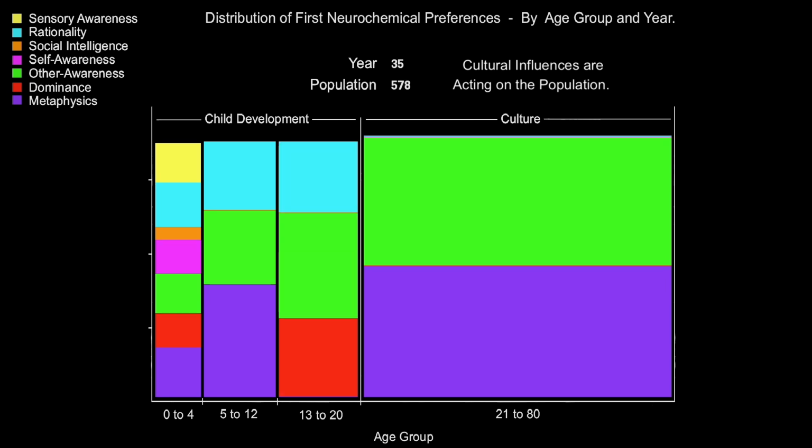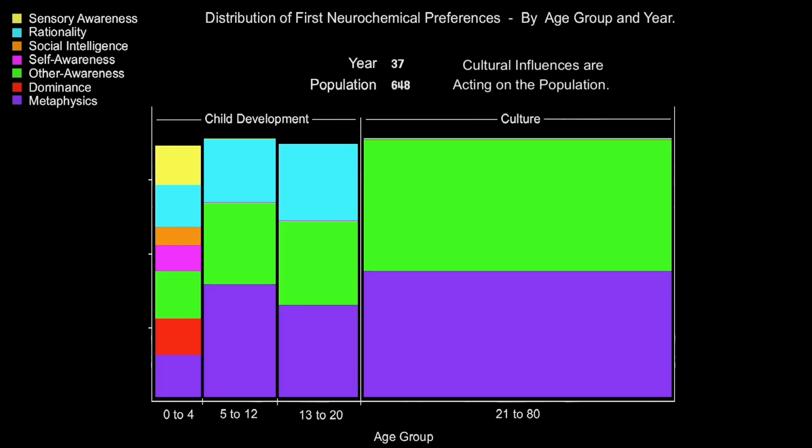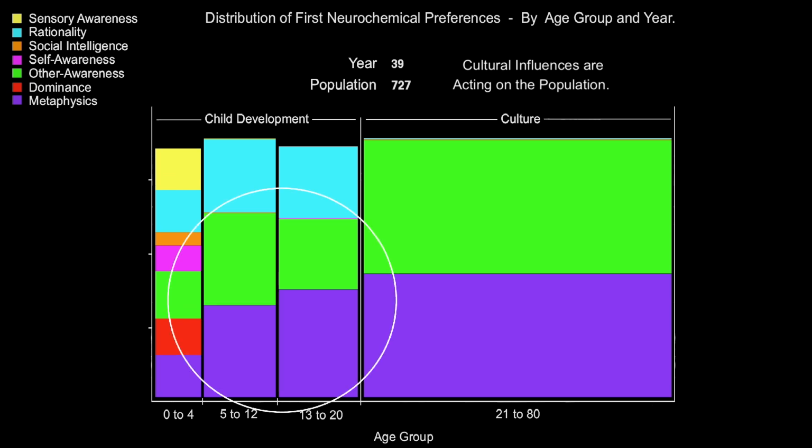Also we see that once the population increases, the two most prevalent neurochemical preferences of the child and teenage years start to stabilize to other awareness and metaphysics. This indicates that the cultural influences acting on the children do indeed shape their first neurochemical preference to that of the culture as a whole.